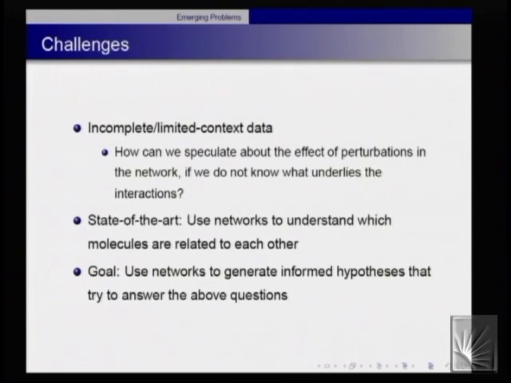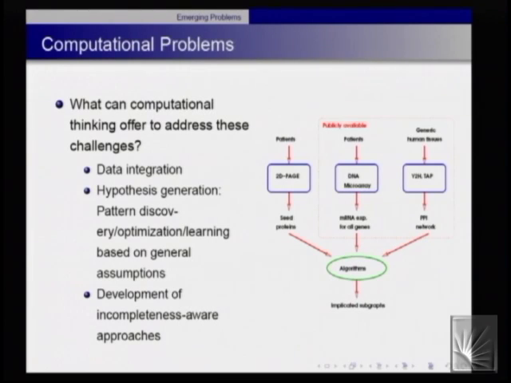And many people's goal is to use the networks to generate more detailed hypotheses. Still, we have limited context and incomplete data. But the question is, can we generate more informed hypotheses using the networks on what we expect, for example, in cancerous cells compared to normal cells, and so on and so forth. I will try to briefly explain what I mean by this at the end.